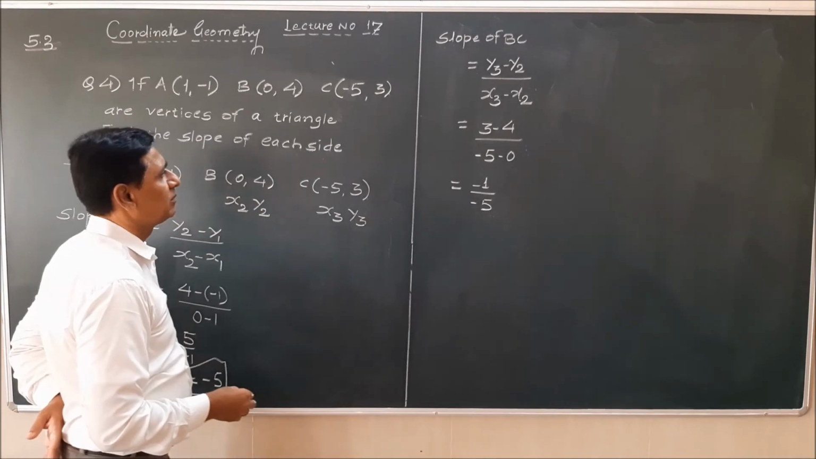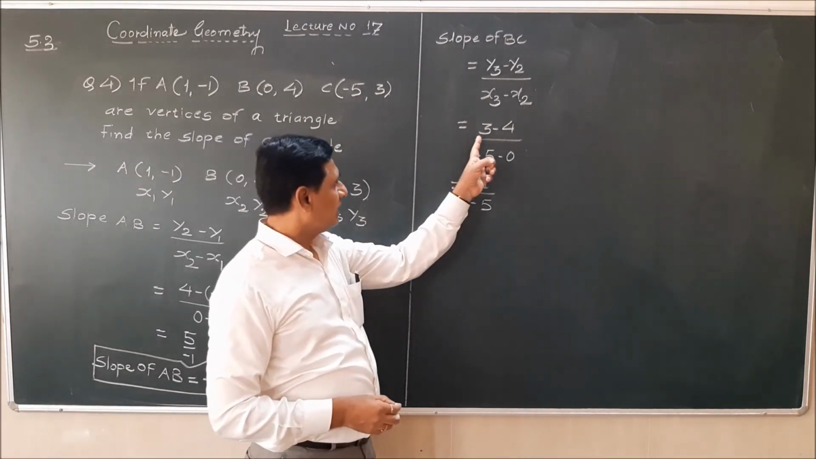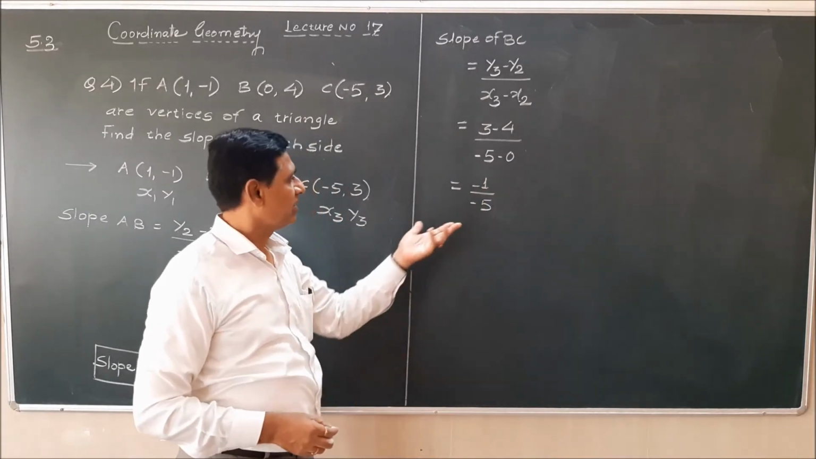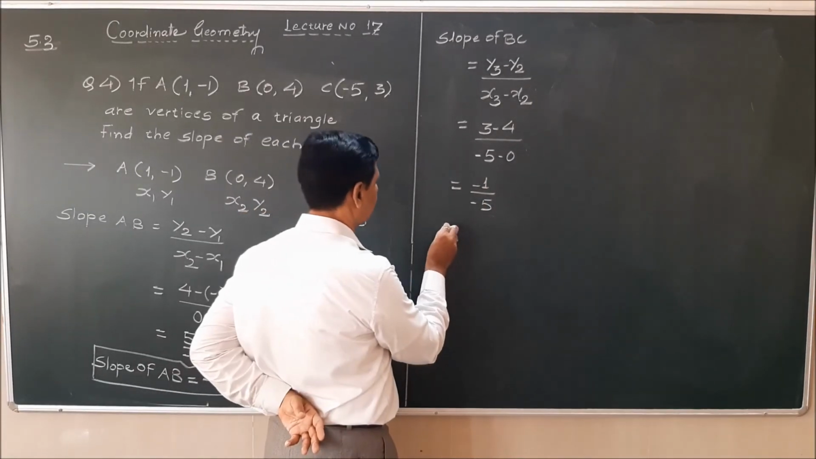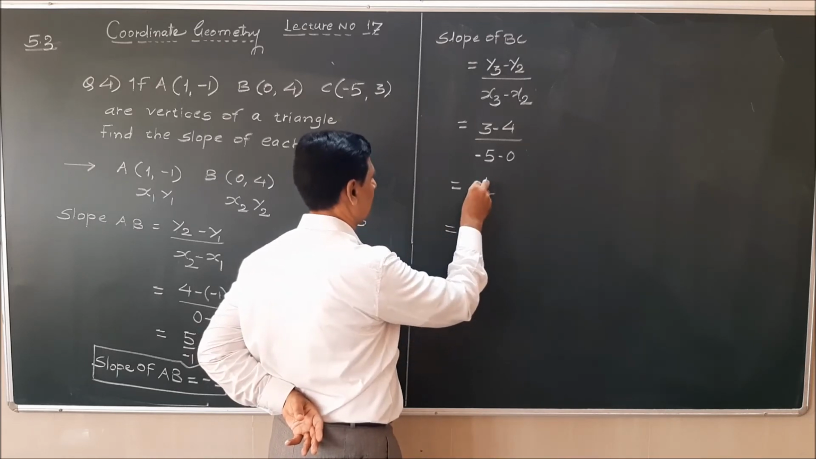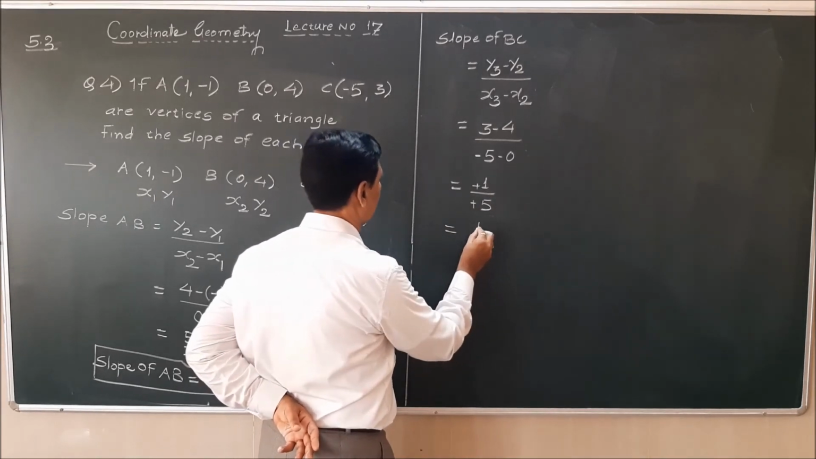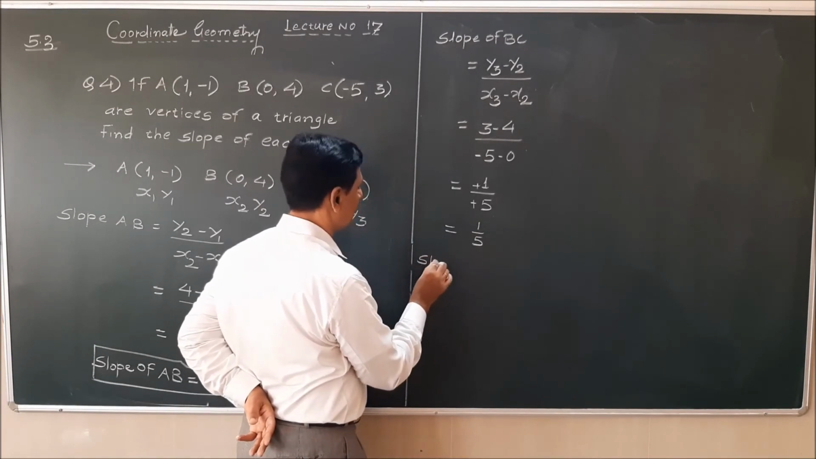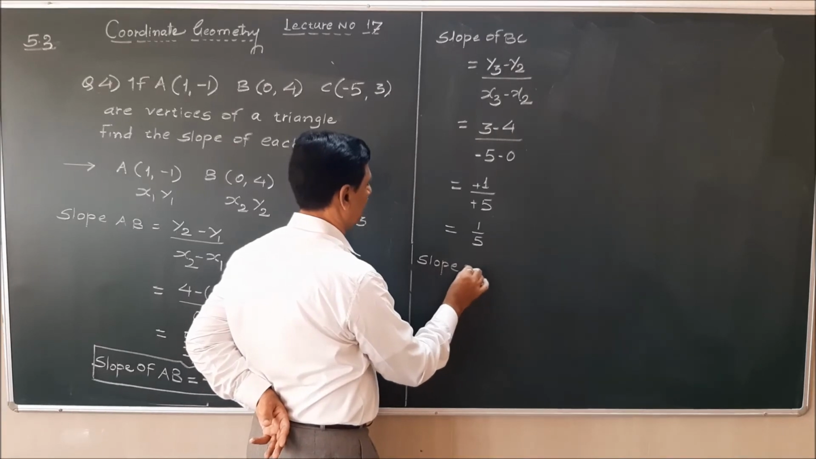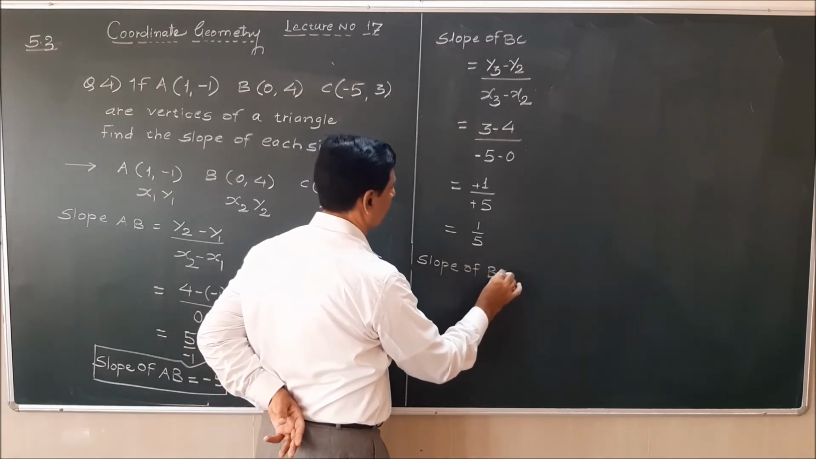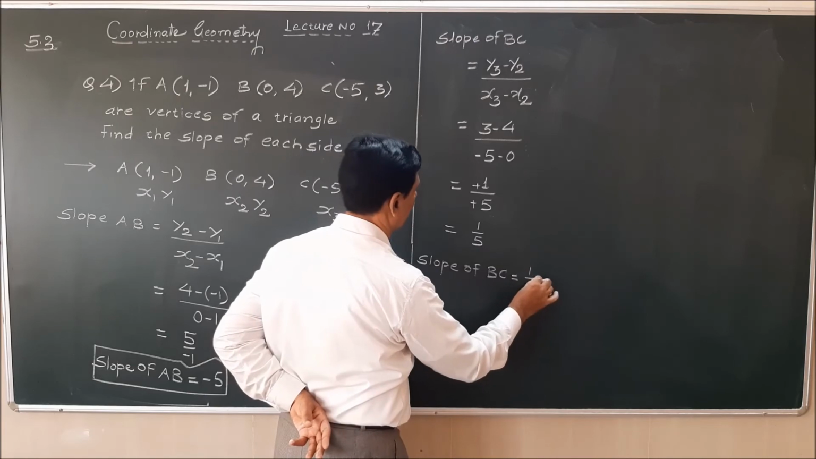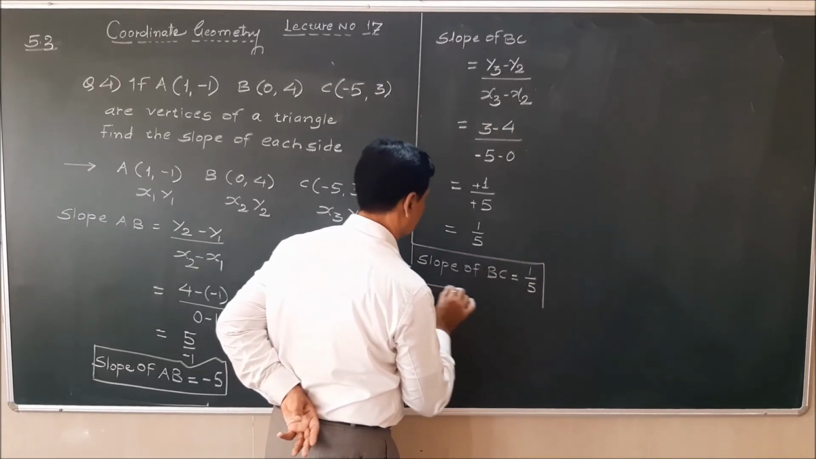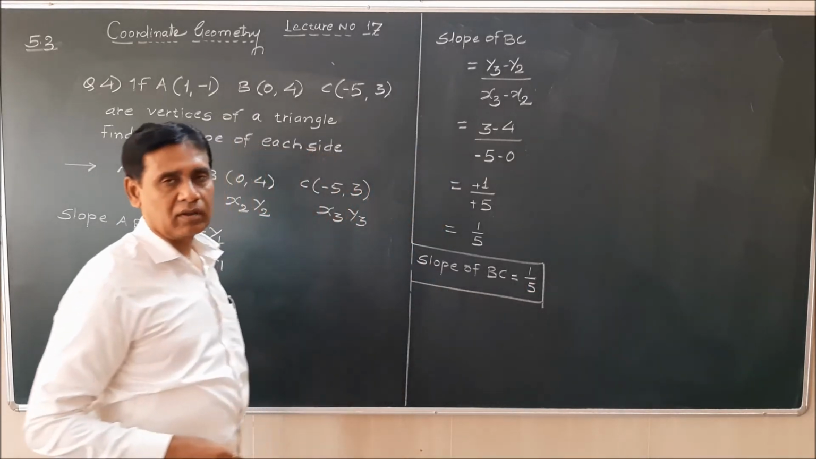Try to understand here. 3 minus 4 is minus 1 upon minus 5 minus 0, so minus 5 as it is. So both the signs will change to plus, therefore it is 1 upon 5. So I can write over here, slope of BC is equal to 1 upon 5. Slope of BC is 1 upon 5.